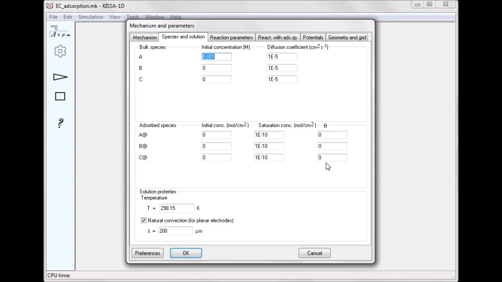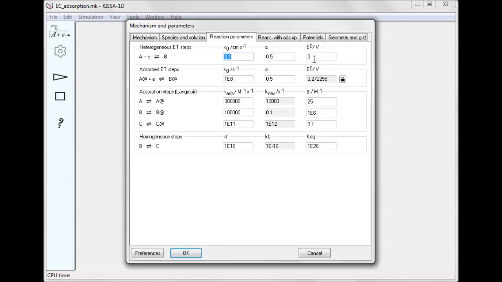This rest period, whose duration and potential are set on the potential step, is long enough for the diffusion layer developing from the electrode surface to reach the boundary of the stagnant layer of solution. Therefore, the effect of natural convection on the mass transport in this system should be taken into account, as done in this case. Delta here is the thickness of the stagnant layer.